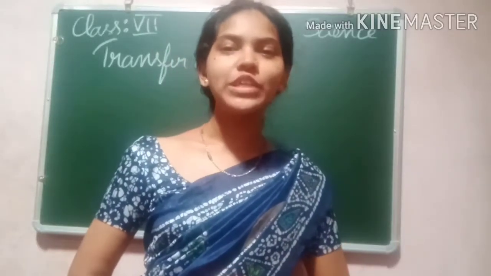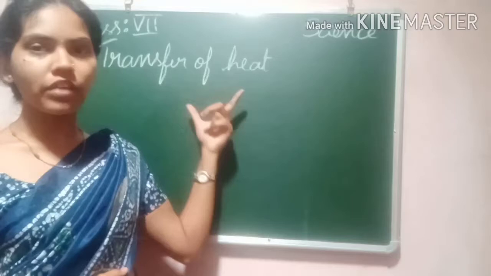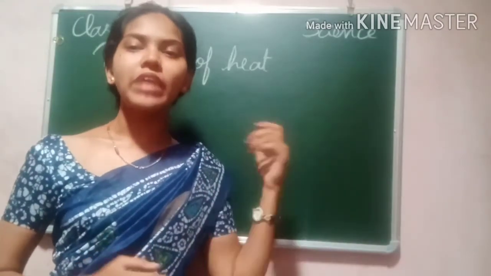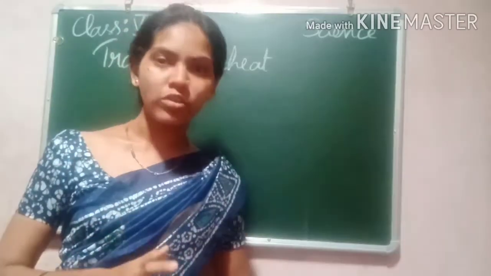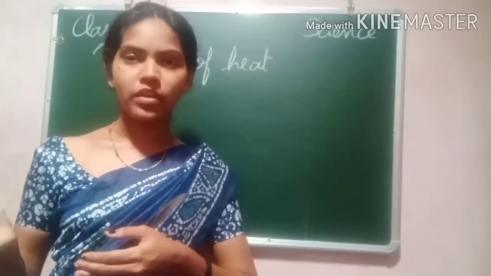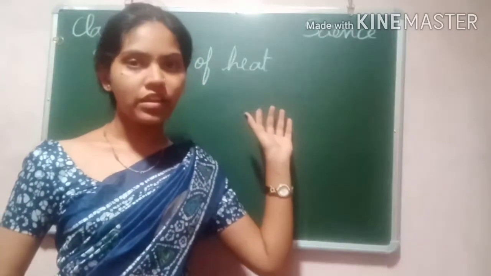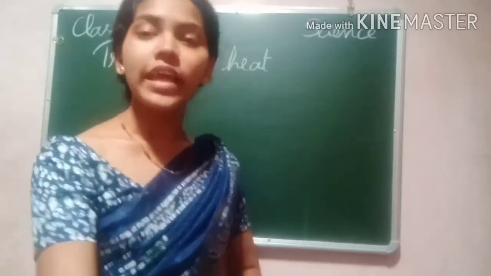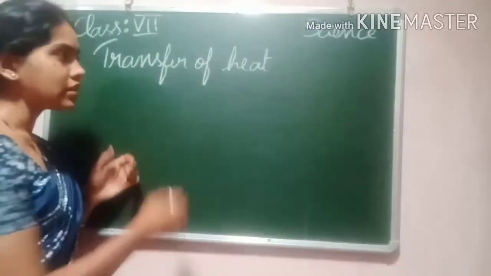Students, today I am going to continue the 7th standard science chapter, that is transfer of heat. So we have started this chapter and we have discussed how the heat transfers from one object to another. How many types are there in transfer of heat? Can you recall? Yes, there are 3 types. Which are the 3 types?